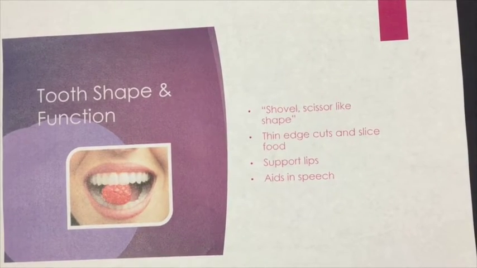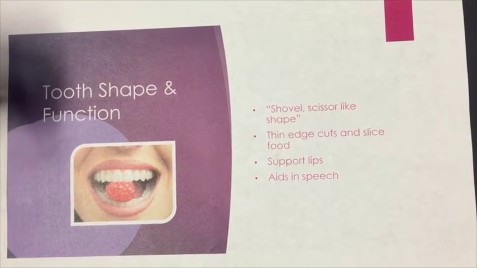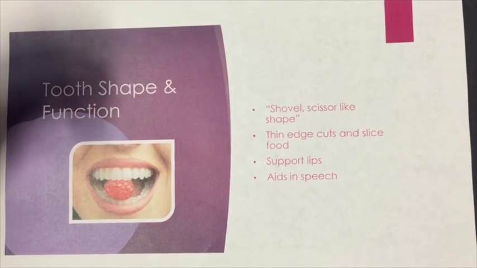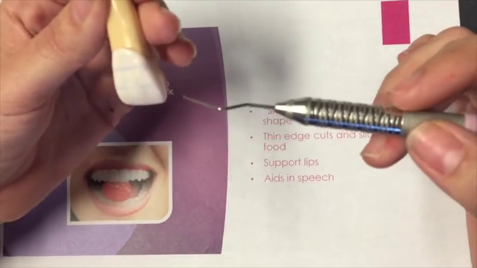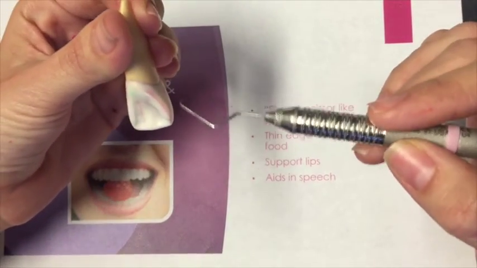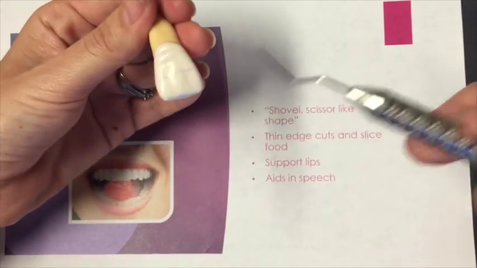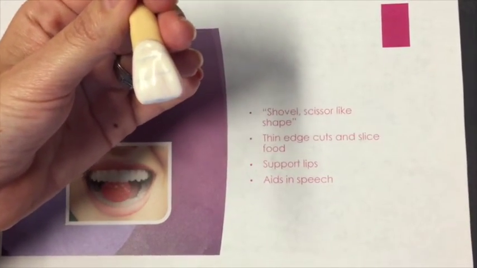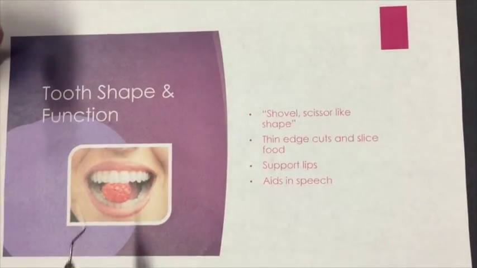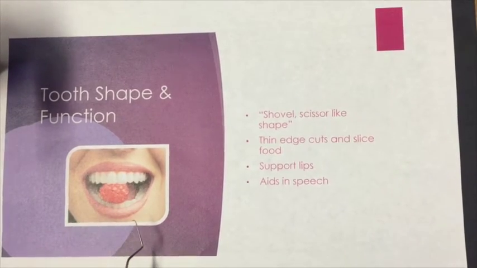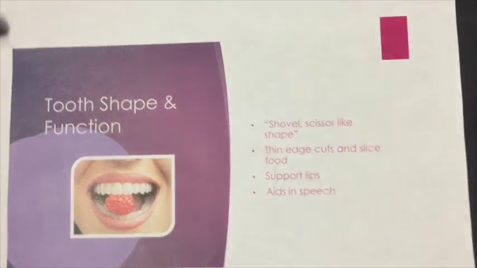Tooth shape and function of the maxillary central incisor. The tooth is going to have a shovel shape and is going to act just like scissors. The thin edge is going to cut and slice food. It's going to support the lips and is going to aid in speech.